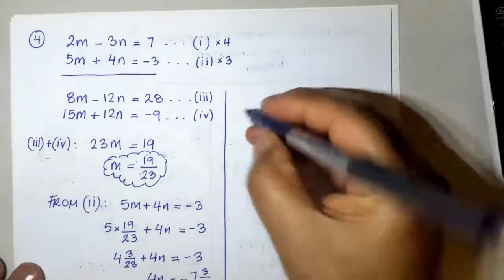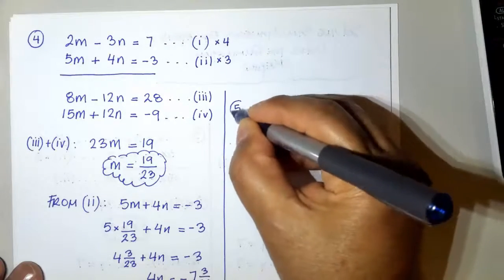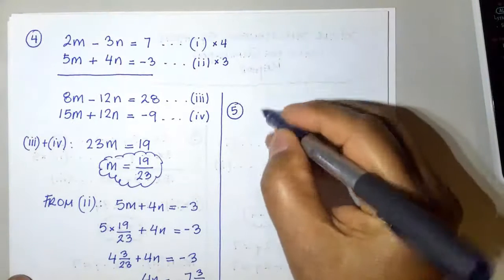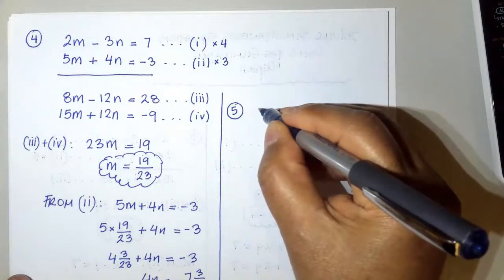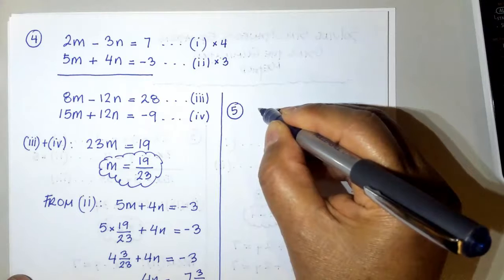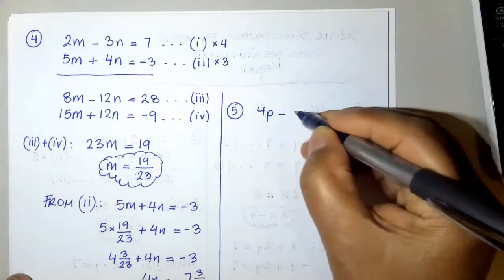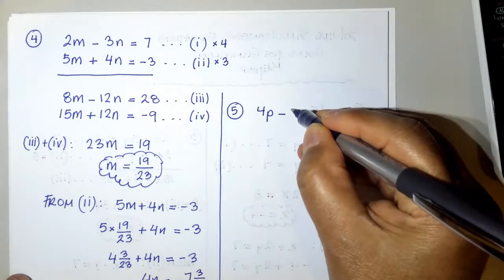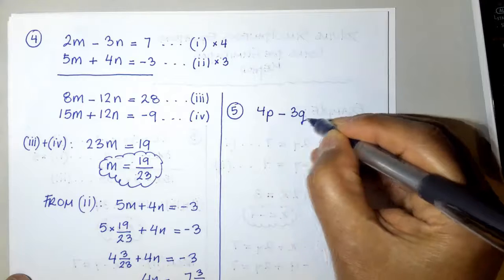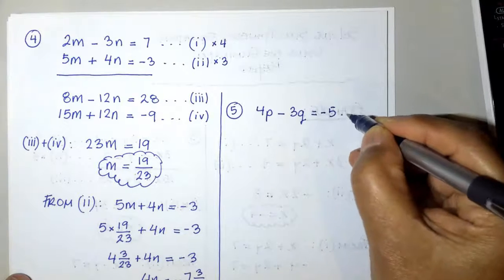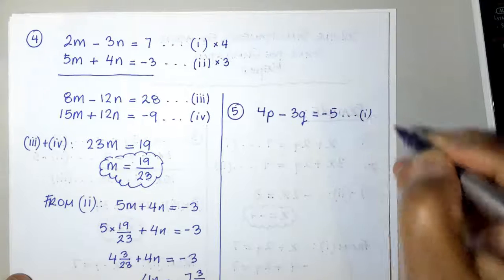Okay, so this is question 5 now. Let's say that we have 4p minus 3q, that is equal to negative 5. So that is my first equation.